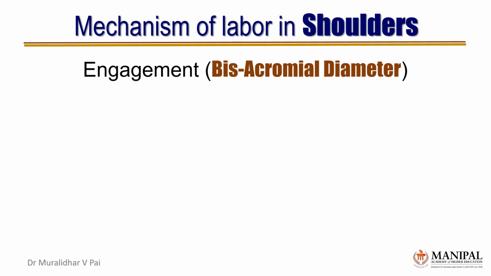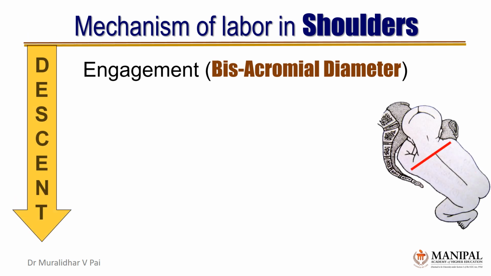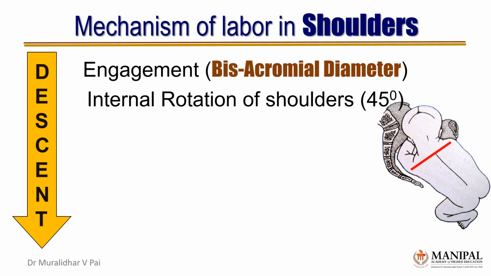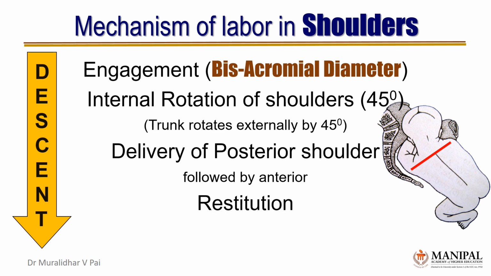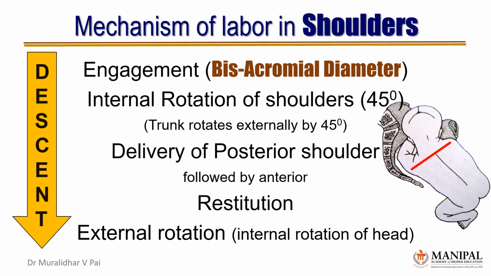It's the bisacromial diameter that engages in the same oblique diameter of the pelvis as the bitrochanteric diameter got engaged. Descent continues, and there is internal rotation of the bisacromial diameter at the outlet in order to deliver. The trunk also rotates externally by 45 degrees. The delivery of the posterior shoulder occurs, followed by the anterior. Then the body goes back, restitution. There will be external rotation of the body, which corresponds to internal rotation of the head.